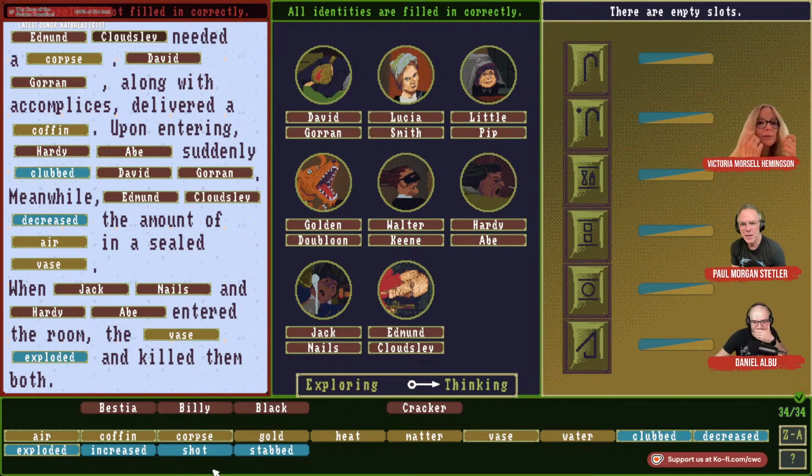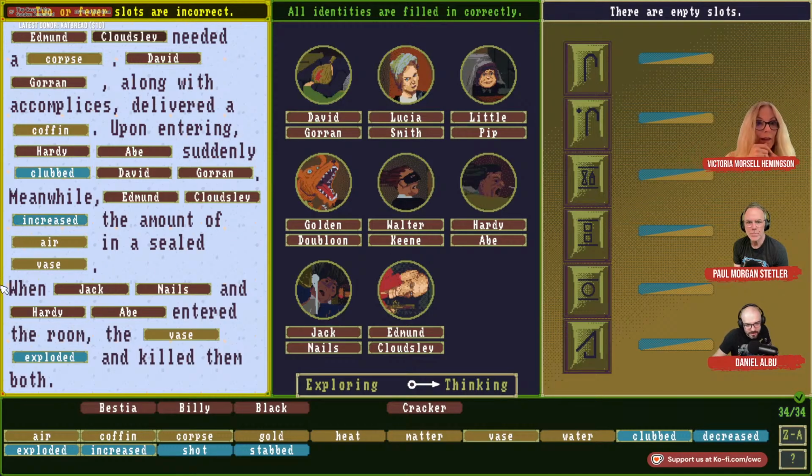David Gorin, along with accomplices, delivered a coffin. Upon entering, maybe Hardy Abe didn't club him. No, Hardy Abe has the club, right? Yeah, are you sure? Yeah, he was the one with the club, right? Suddenly clubbed David Gorin. Meanwhile, Edmund Gonzi decreased the amount of. Oh no, it worked when it was decreased. He didn't decrease it. I think he increased the amount of air, right?